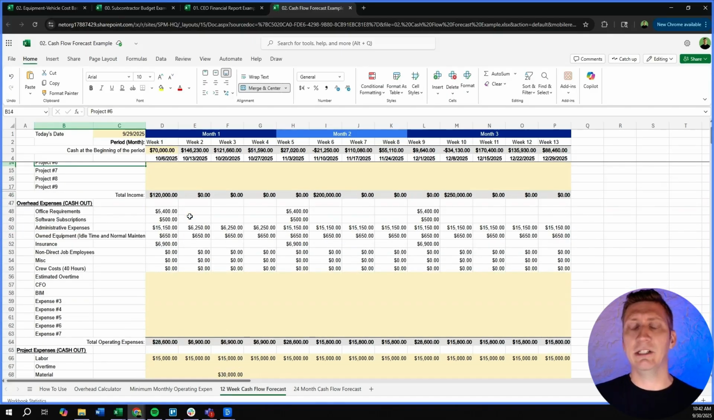Cash out. This is guaranteed cash out. We're spending this no matter what we do, right? Our rent has to be paid whether we have a job or not. We have subscriptions that have to be paid unless we're going to cancel them. But it doesn't matter if there's a project happening that week or not. Administrative expenses, that's going to be your office staff. If you have an accountant and they're on staff, you have a project manager, those people get paid salaries, right? Doesn't matter if there's no work.